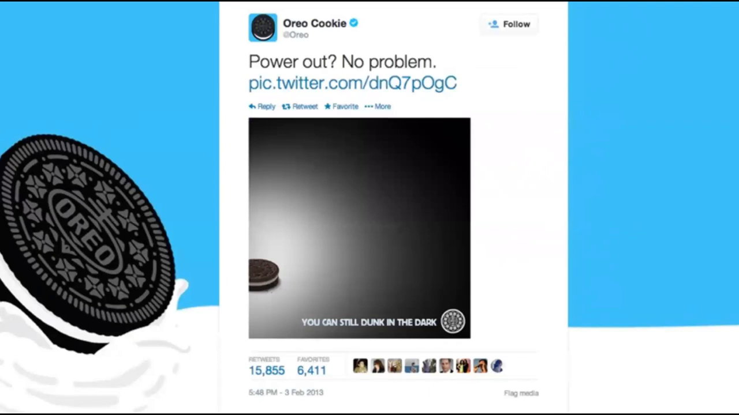But this was a tweet and a Facebook post that came out a couple of years ago during the 2013 Super Bowl in the US. The football stadium was blacked out for 34 minutes. And so everybody was turning to social media to find out what was happening. And Oreo were aware that everybody would be looking at Twitter and Facebook to see what was going on. So they created this message.